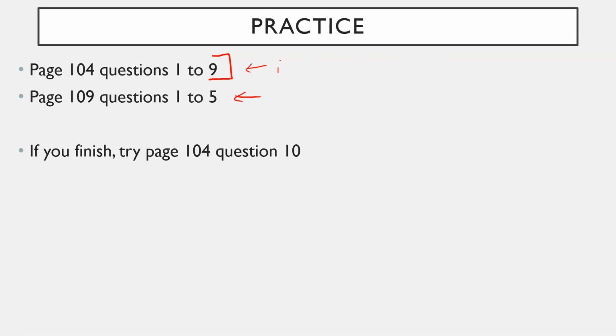These ones I believe are just on physical properties. And these ones I believe are on chemical properties. I could be mistaken. I could be totally off on this. I don't have a textbook with me here at home. However, I just want you to do page 104, questions 1 to 9, regardless of whether they're just physical or chemical or whatever.